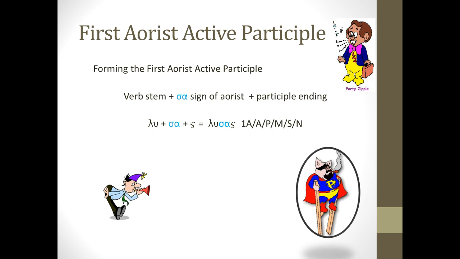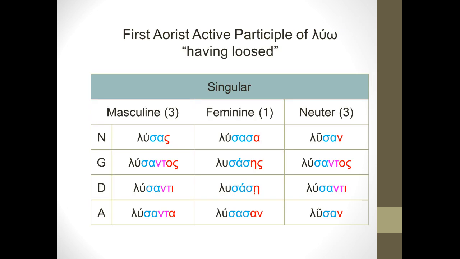The good news is there are no augments with this participle. That's right. Although with the regular aorist verb, when you were dealing with that, you had to deal with the augment on the front or the lengthening. When a verb becomes an aorist participle, there is no augment for you to have to deal with. You just simply have verb stem, sigma alpha, and then your participle ending. With that in mind, let's take a look at our aorist participle paradigm.